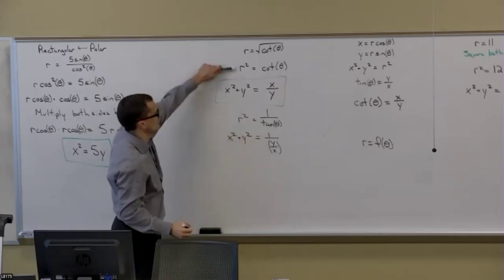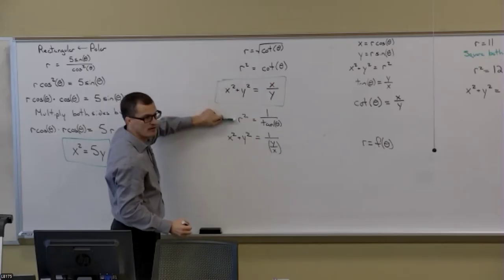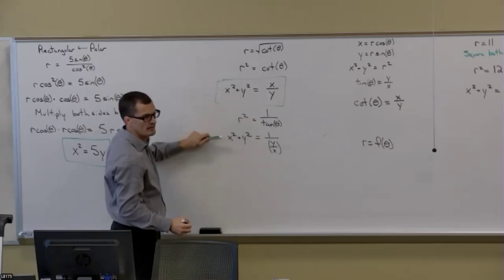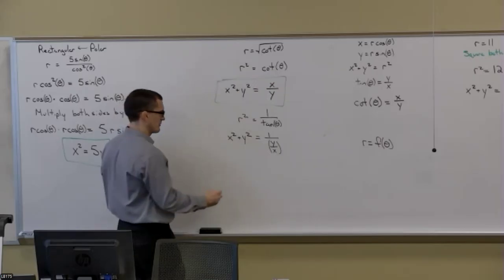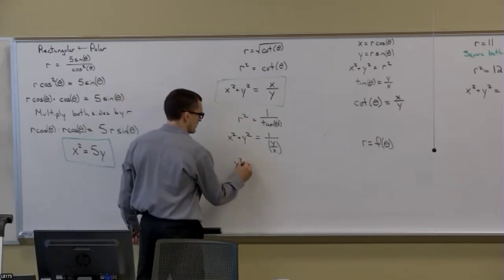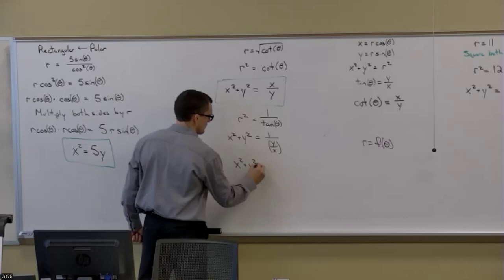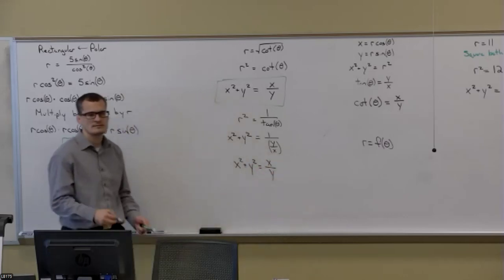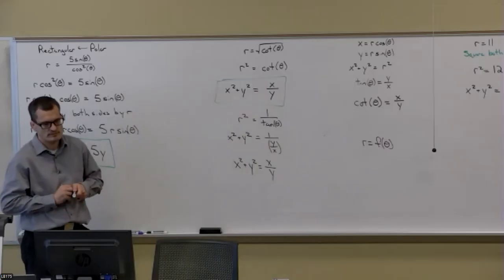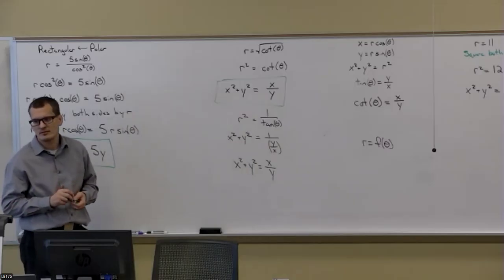So I could have gone from here to here, and then did this. That's x over y. So that's another way I could have done that. That's just giving me a couple extra steps, though.